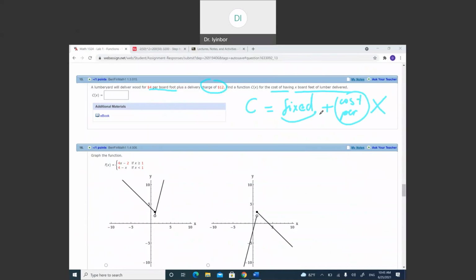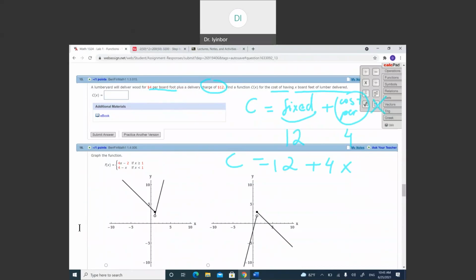So my delivery cost or fixed cost is $12. And we have $4 per foot. So the cost function is going to be 12 plus 4x. And that's going to be my answer. There's nothing else more difficult to do here. So I'm just going to put 12 plus 4x.